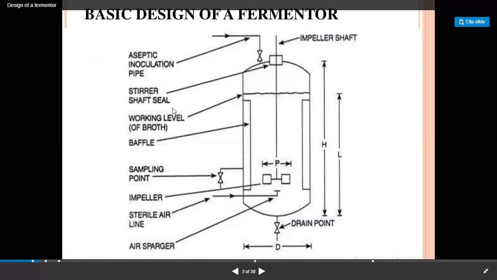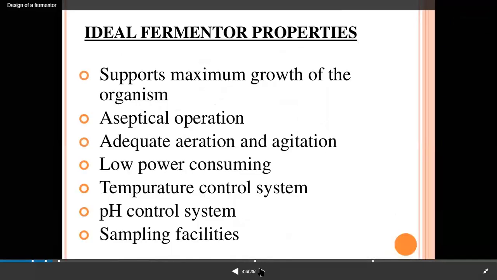Then the stainless steel stirrer. This is also used for stirring. Working level: we can observe how much media is loaded inside the fermenter. Then the baffles, which are located on both sides. Then the sampling point. The impeller, this is the bottom part of the impeller, and this one is the top. Then the sterile air line, through which we provide air. Then the air sparger. These are all the parts of the fermenter.